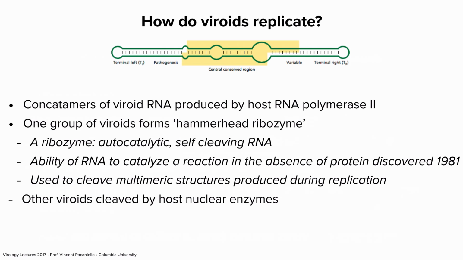As I told you, one group of viroids has within it what's called a ribozyme. This is a self-cleaving RNA. And this idea that RNA can catalyze a reaction without protein was discovered in 1981. We know now that the RNA in the ribosome can catalyze protein synthesis without any proteins. We know there are lots of examples of self-splicing introns, or RNAs that can cut themselves out. And this is another one. This is an RNA sequence that can just cut itself open. It's beautiful. And this is going to be used to cut the genome as it replicates, as we'll see in a moment. So there's one set of viroids that have a ribozyme, but not every viroid has a ribozyme. Others are cleaved by host nuclear enzymes.